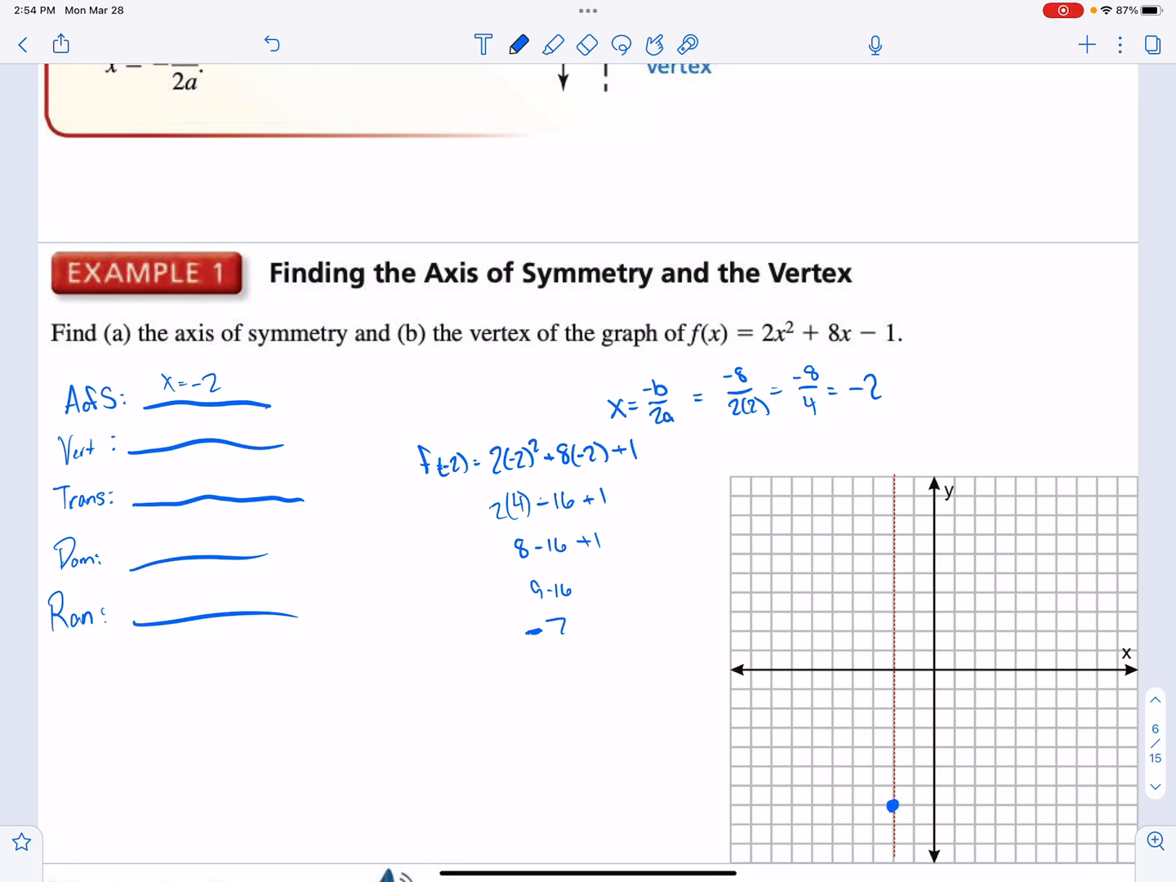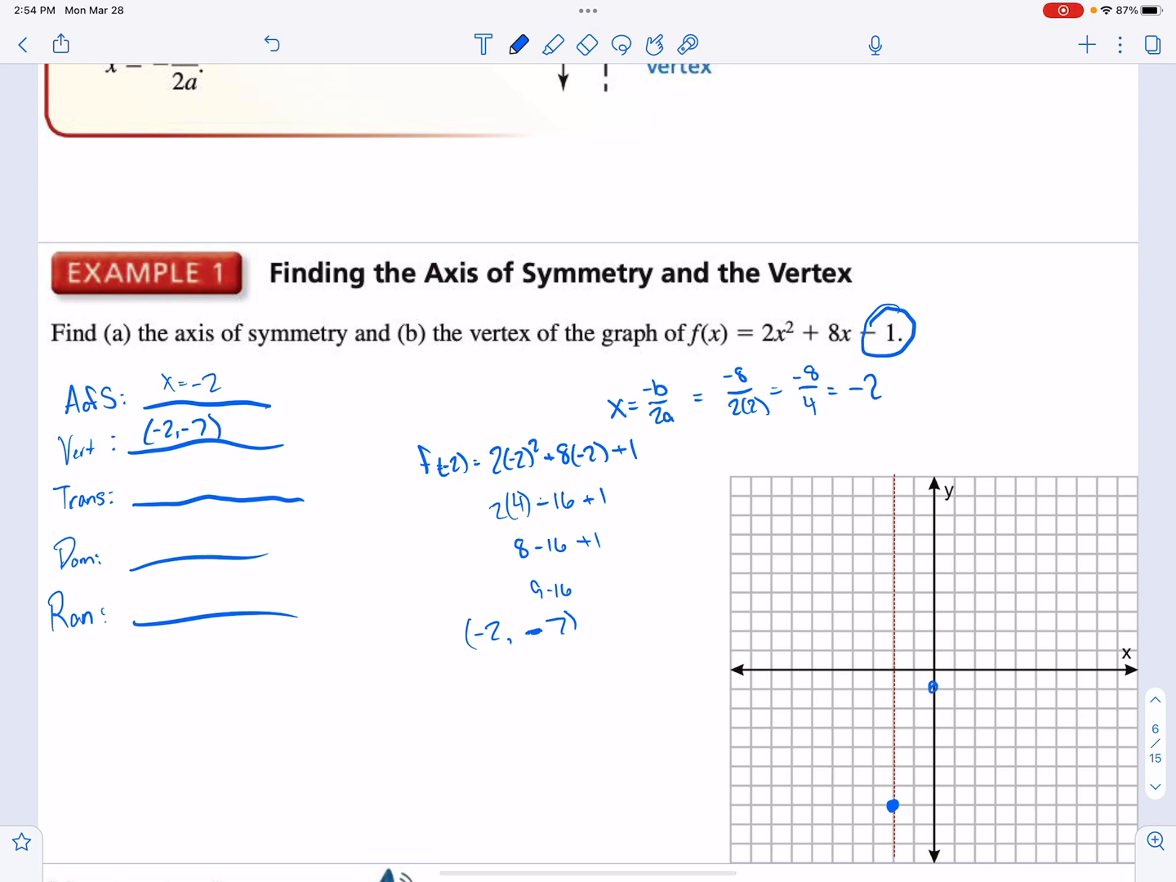There we go. So 2 comma negative 7. Now, I want to plug in a couple more points. The low-hanging fruit is always your y-intercept. So we're going to put our vertex down, -2, -7. We plotted it. If I look to this value right here, that's always my y-intercept.